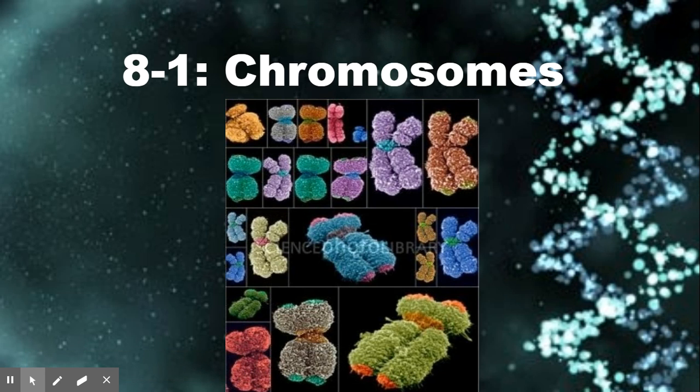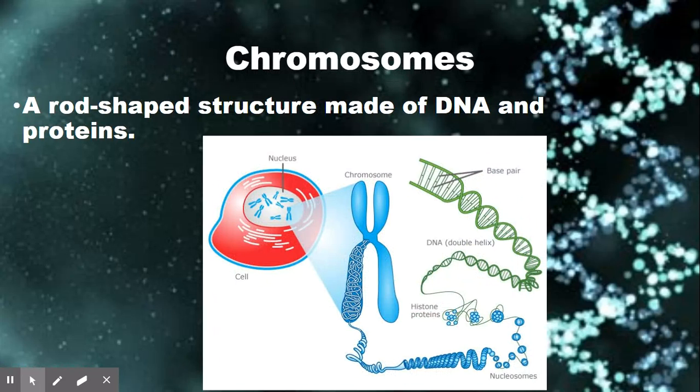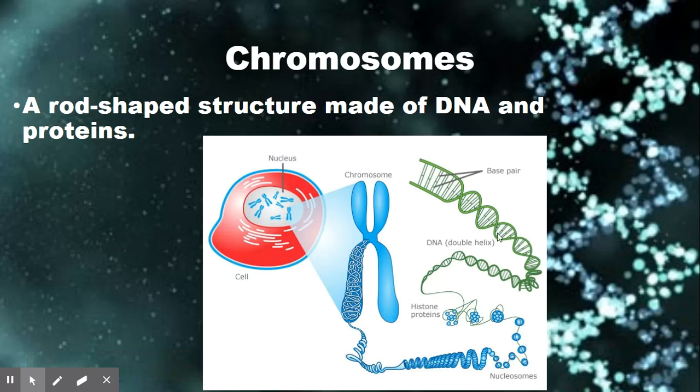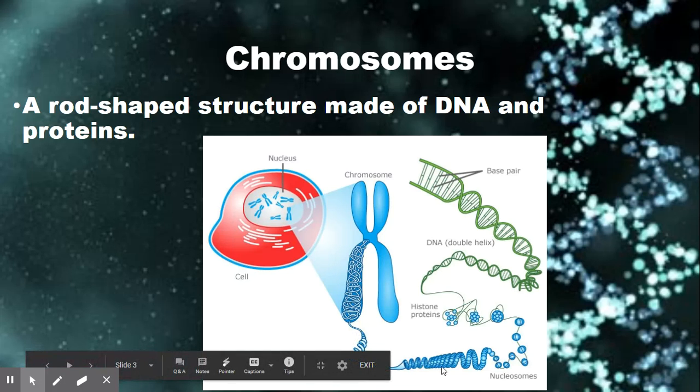In Chapter 8, we're going to start looking at chromosomes and cell division. In 8.1, we'll look at chromosomes and the different parts of a chromosome. First of all, a chromosome is a rod-shaped structure that's made of DNA. If you look here, you can see this whole thing is a chromosome, and it's got DNA wrapped up really, really tightly inside. This whole thing here is where that DNA is getting uncoiled and stretched out, basically.